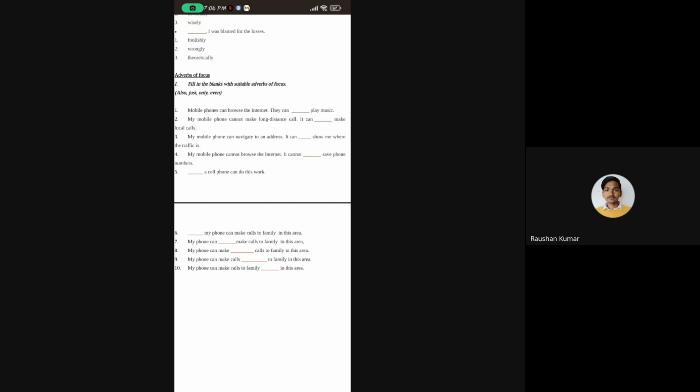Fifth one, dash a cell phone can do this work. Only or just. Only a cell phone can do this work. Just a cell phone can do this work. Even a cell phone can do this work. All the three fit.